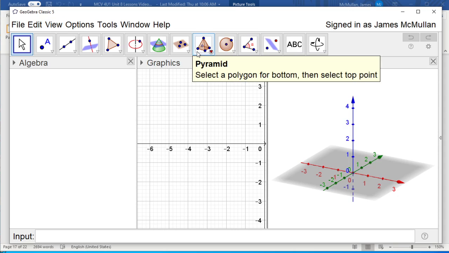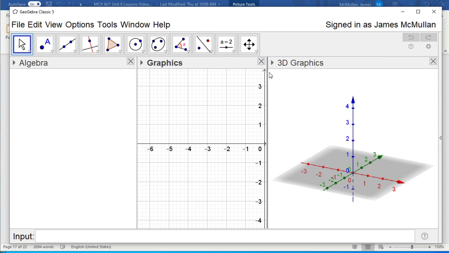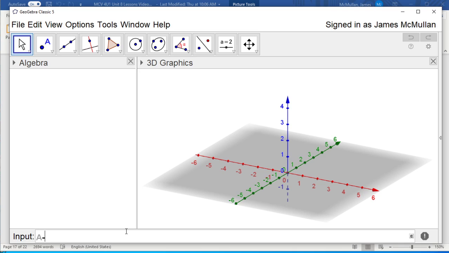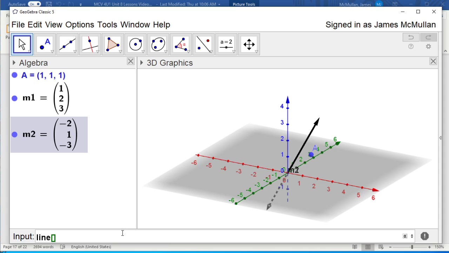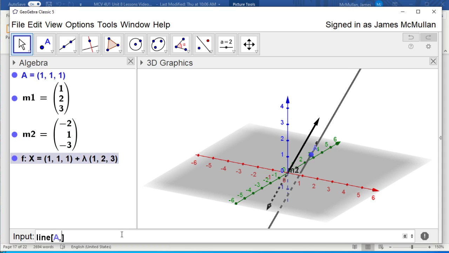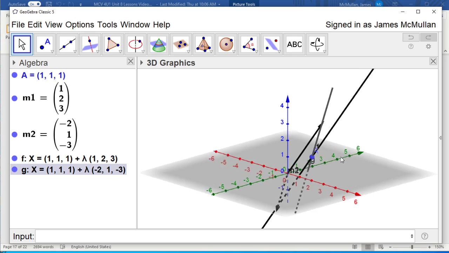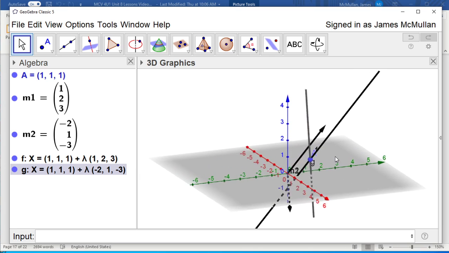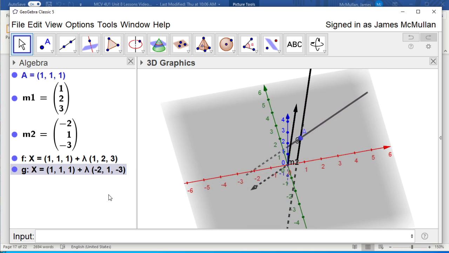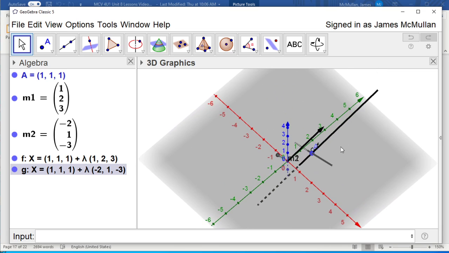So let's make a point A equals (1, 1, 1). Our first direction vector will be (1, 2, 3). Our second direction vector will be (-2, 1, -3), let's say. So we have line A with M1 and then line A with M2. Of course, both of these are going to pass through that same point A, but they're going to have different slopes. So these two lines, for example, would cross at exactly one spot.